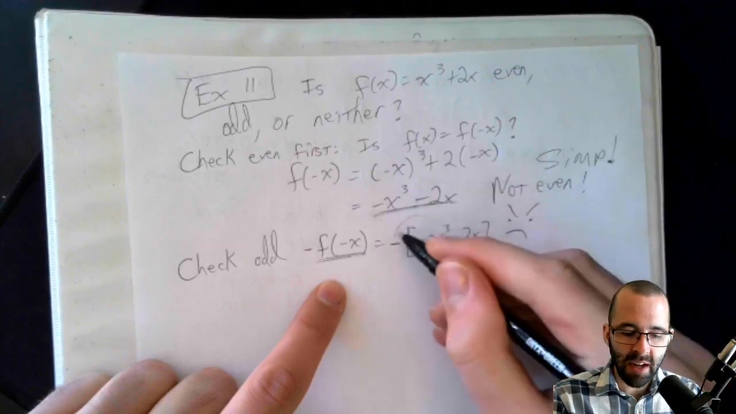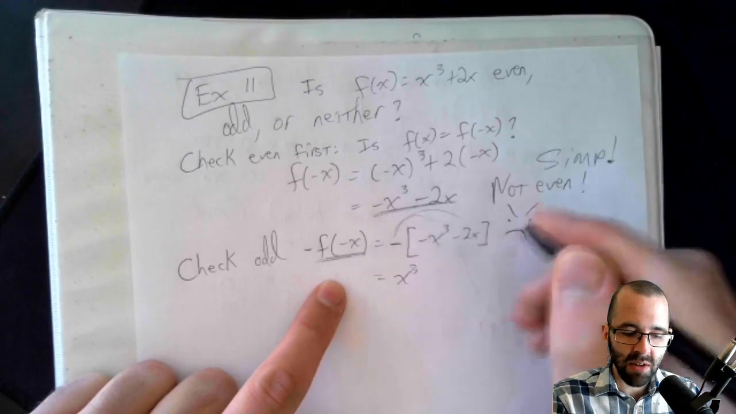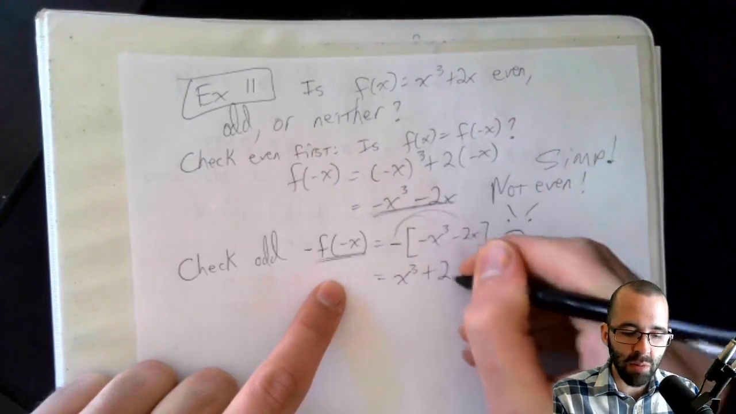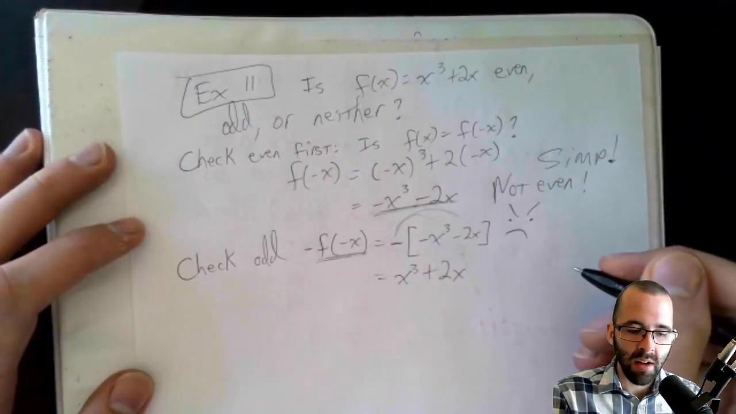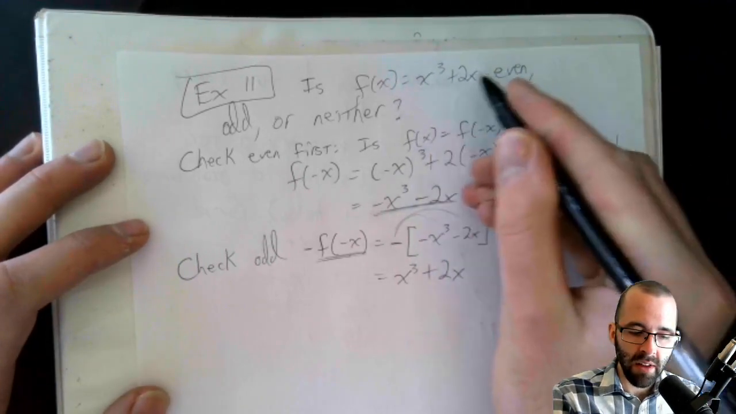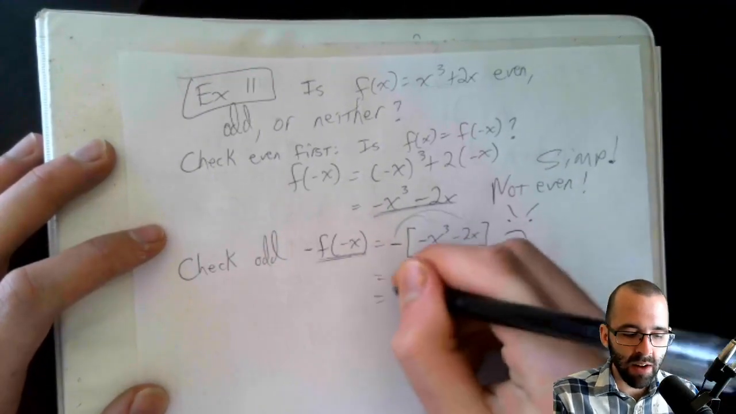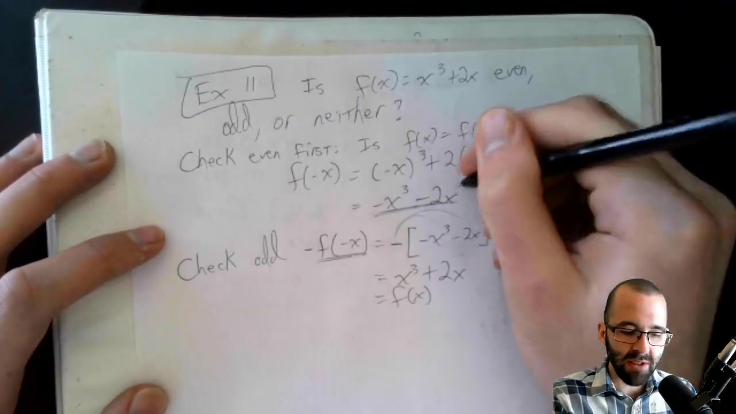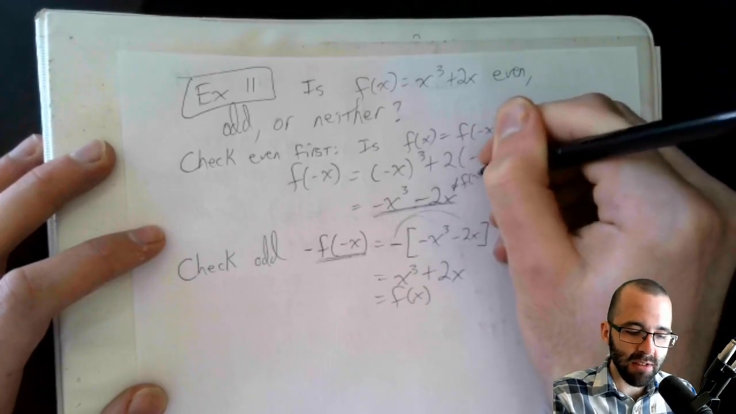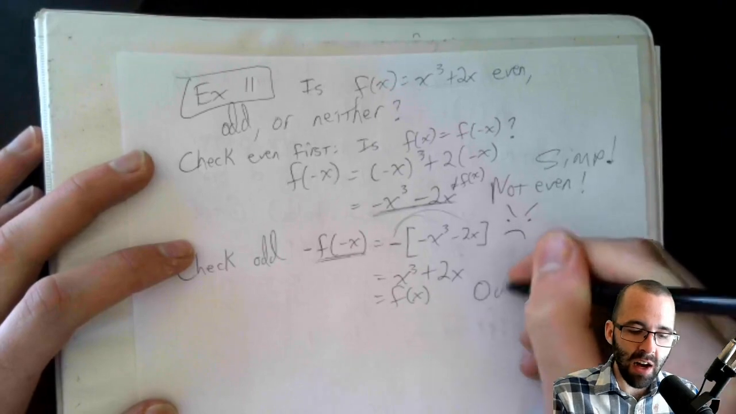And now we just distribute that negative. Negative times a negative is a positive. We get x cubed. Negative times a negative is a positive. We get plus 2x. Oh. That is the same thing, isn't it? X cubed plus 2x, x cubed plus 2x. That is equal to f of x. Oh, I should have said this is not equal to f of x. This is equal to f of x, so it is odd.